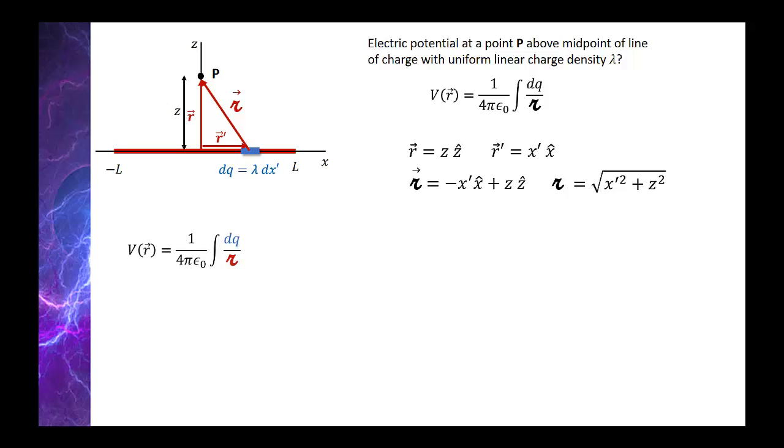Well, we can just put this into our expression for the electric potential at some point. So we know what dq is, and we know what curly r is. And so we get the integral from negative L to L of lambda dx prime over the square root of x prime squared plus z squared. Again, notice that this is a lot simpler. We don't have to worry about any r hats or x hats or y hats or anything. We don't have to have any directions in here. Everything is just a number, just a scalar.